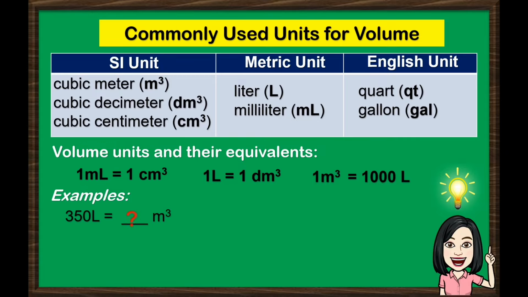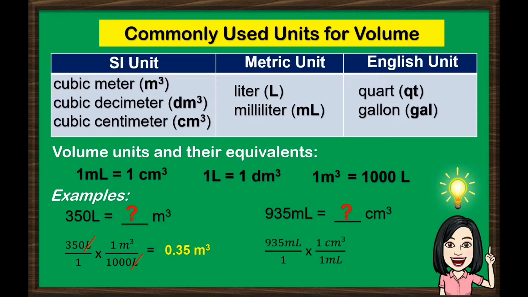What is 350 liters in cubic meters? Using the equivalents, 1 cubic meter is equal to 1,000 liters. Using the factor label method, the value of 350 liters in cubic meters is equal to 0.35 cubic meters. Let's have another one. What is 935 milliliters into cubic centimeters? This one is very easy. Since 1 milliliter is equal to 1 cubic centimeter, 935 milliliters is simply equal to 935 cubic centimeters, or you just change the unit into cubic centimeter.